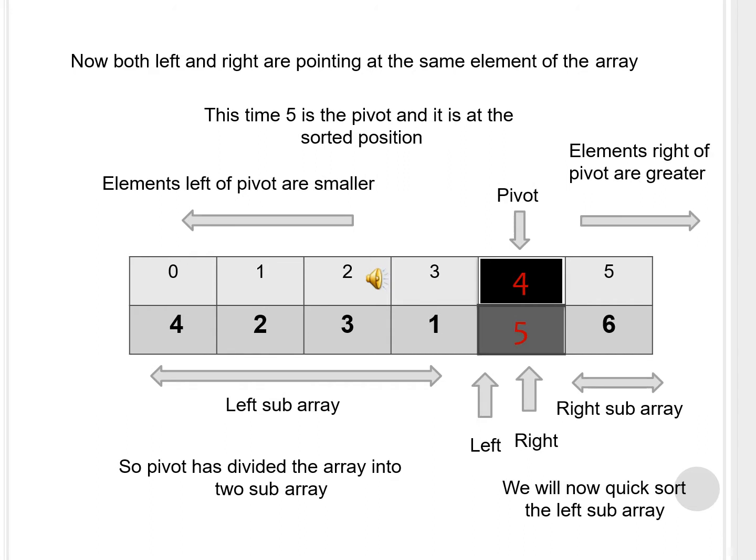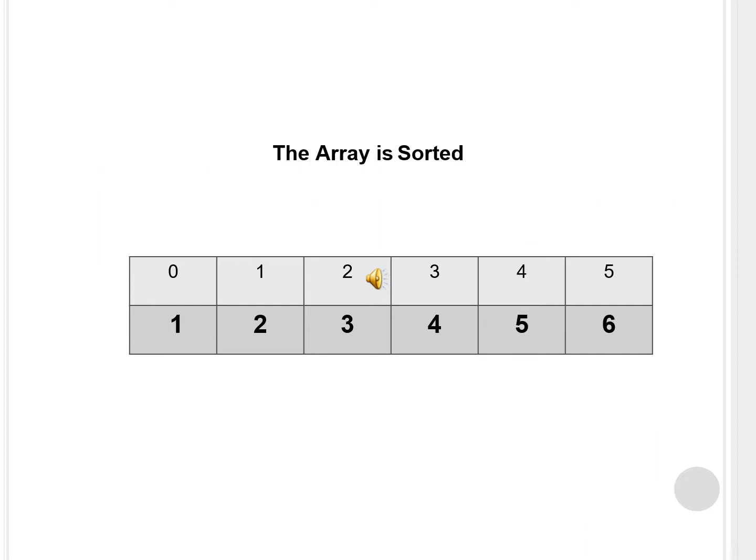We will now quick sort the left subarray, that is 4, 2, 3, 1, in the same manner as we sorted 5 into its position. The sorted array comes out to be 1, 2, 3, 4, 5 and 6.